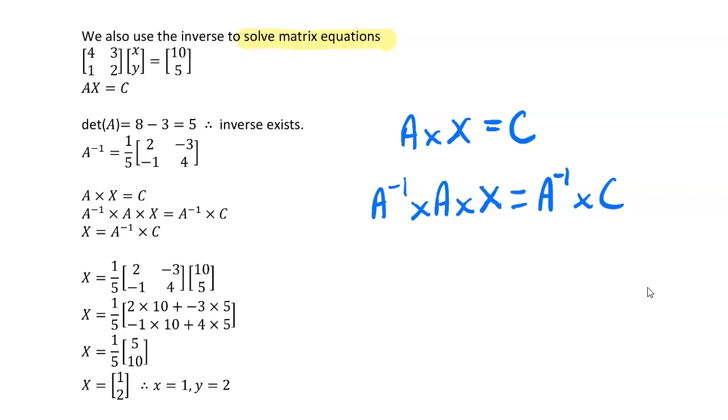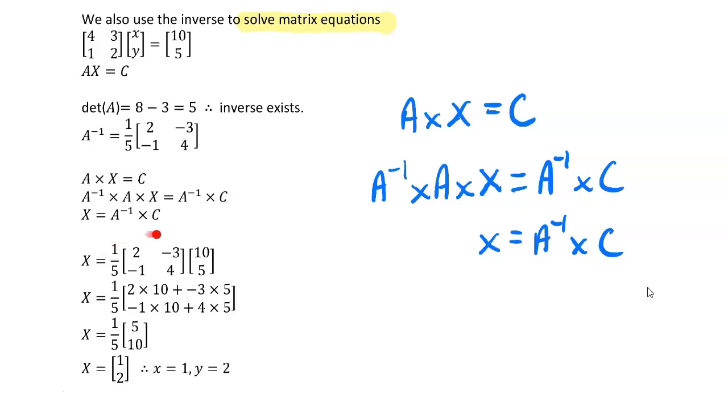So these two cancel out. So I get left with matrix X is equal to the inverse of A times C, that matrix C, which is what we have here. And here I've done the workings out for us. So this was the inverse of A. Now, when I did this, I decided to leave that fraction till last. So I did my matrix multiplication, so times the rows by the columns.